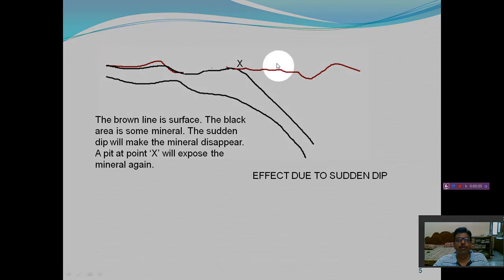Here, at this point X, if you dig a little, you can find that ore continuity. If you find it, you will be happy and dig more and more, that is true. You will find ore in the bottom, but it is essential to dig in the place where there is a disappearance. So, this is the effect due to sudden dip.